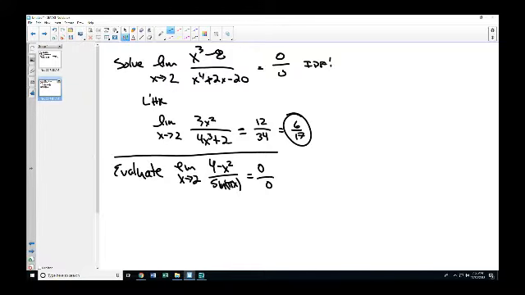Okay, so we've determined we have an indeterminate form. So now we've determined that we can use L'Hopital's rule to determine the answer, right? Yep. Okay. Derivative of the function, it's also rational.